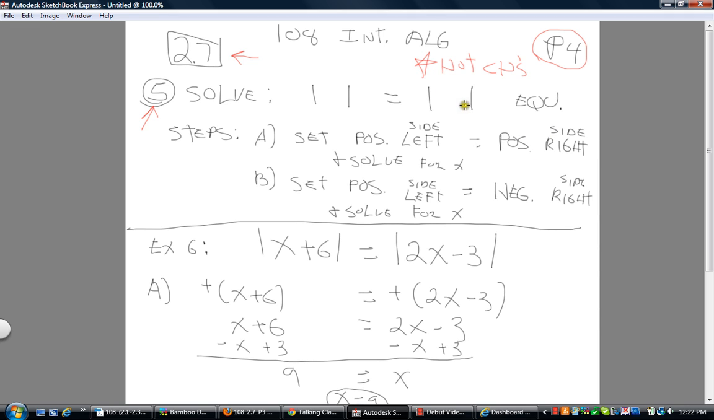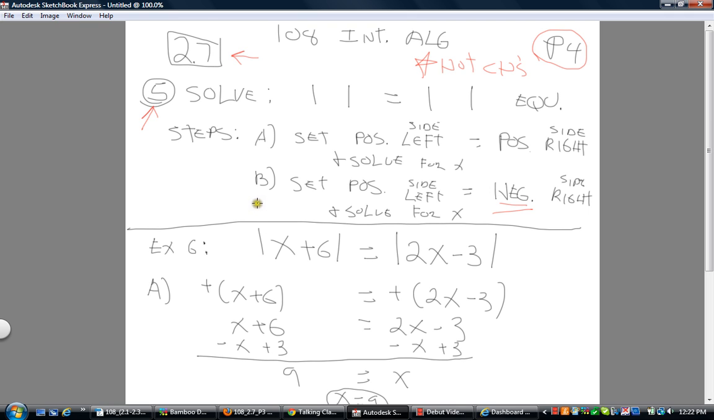Remember, inside the chamber you have two cases, a positive case and a negative case. So they say set them both equal to positive and solve for x. Step B is to keep the positive on the left side and set it equal to a negative on the right side and then solve for x. Now I thought a lot about this. The definition of absolute value is that you can have a positive or negative inside the absolute value chamber, so this should produce 4 cases.